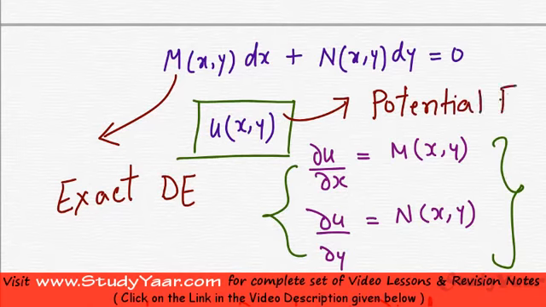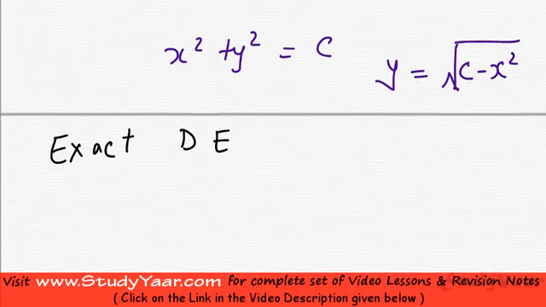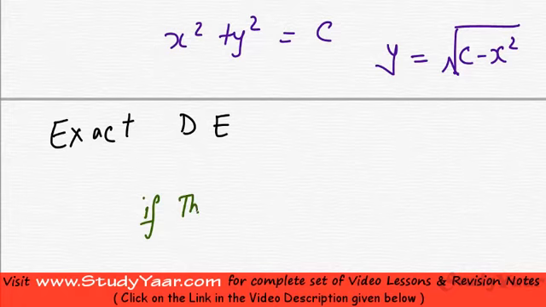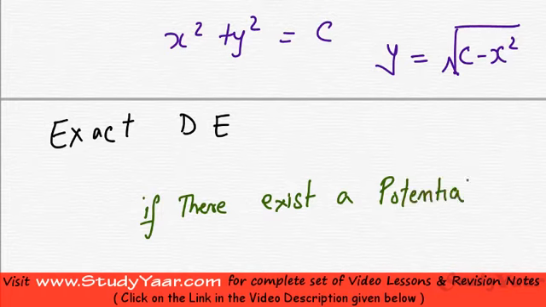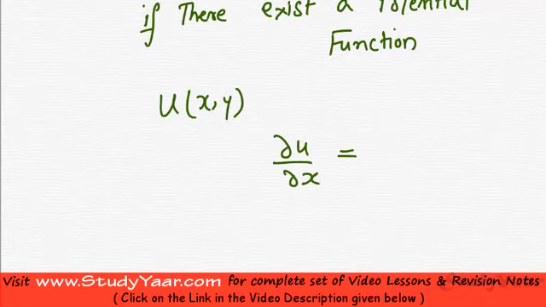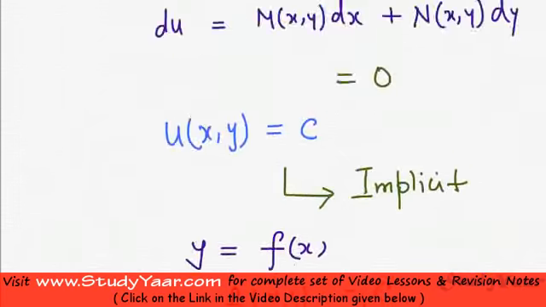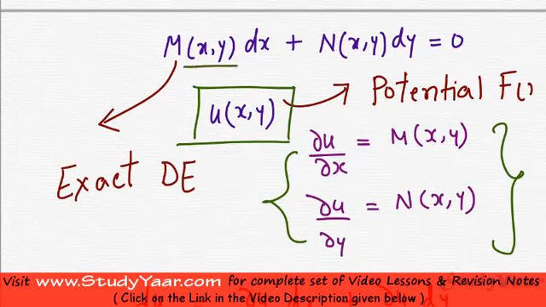So what is the definition of an exact differential equation? A differential equation is exact if there exists a potential function, let's call it u(x,y), such that ∂u/∂x is equal to M(x,y), and ∂u/∂y is equal to N(x,y), where M(x,y) dx plus N(x,y) dy is your differential equation.